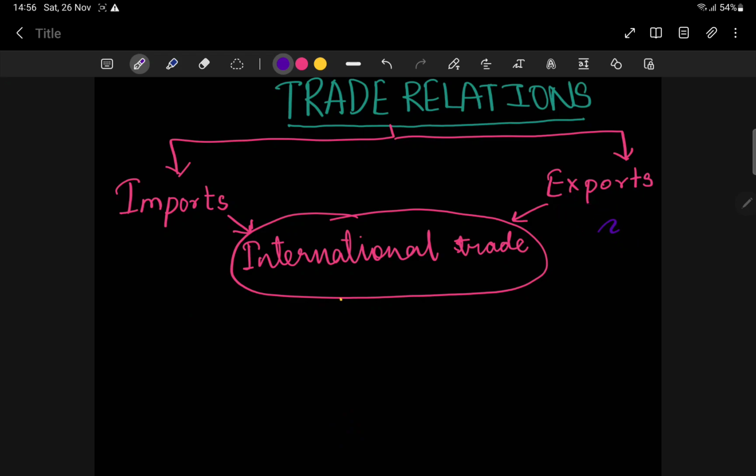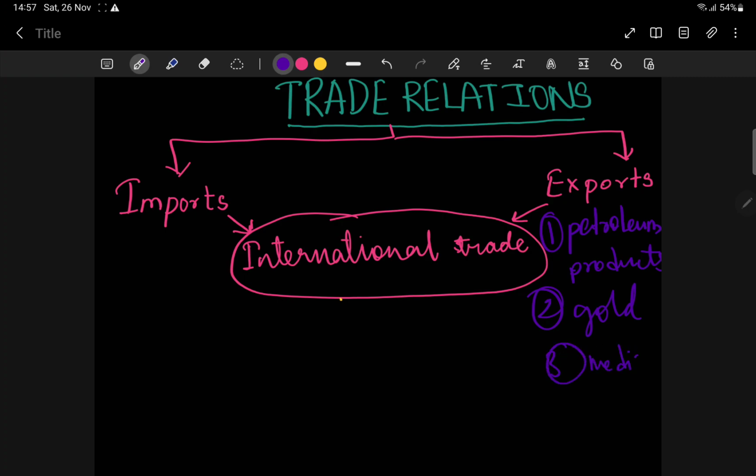Exports, and exports, I am going to write this. First one is petroleum products. It is going to export petroleum products. Second one, maybe we can say gold. Third one, we can say medicines. Of course, medicines, you know, right?